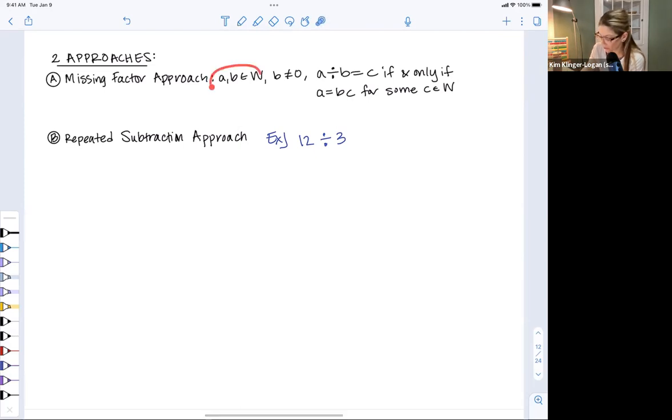Here we start off with 2 whole numbers. Let's assume that one of them isn't 0, so we're not dividing by 0. We'll talk about why that's a problem later.